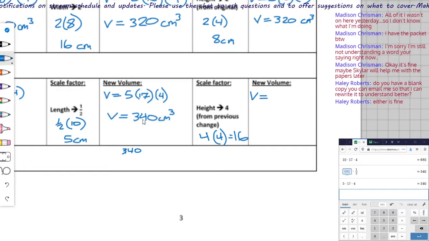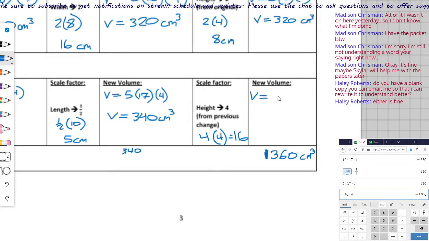So if we were to increase the height by a scale factor of 4 from where we're at right here, that means then we would just need to multiply this volume by 4. So what's 340 times 4? I'm not even typing in the right spot. So we should get a new volume of 1,360, but let's see.